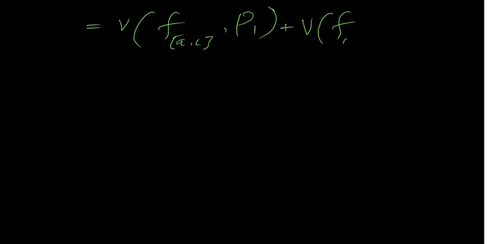the variation of the function f over the interval AC with respect to the partition P1, because P1 is the partition x0, x1, up to c, and P2 is the partition c, then xi, up to xn, plus the variation of the function f over the interval CB.